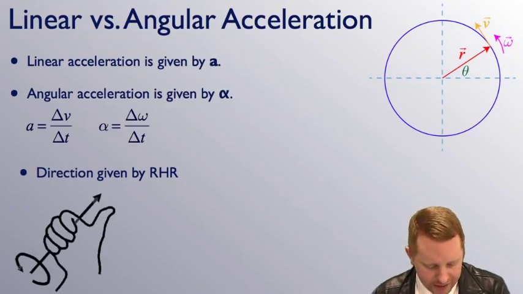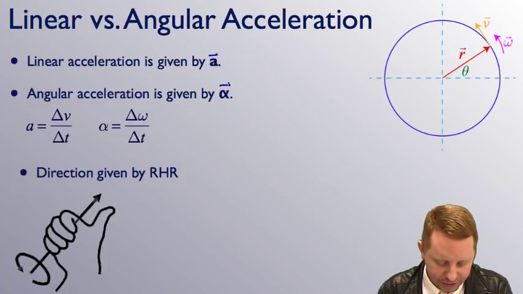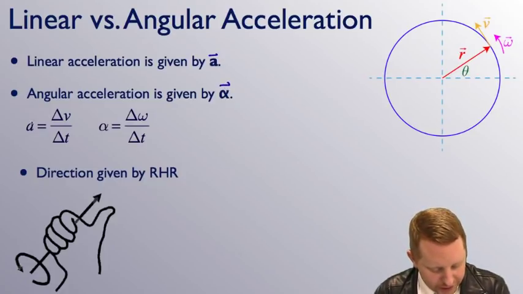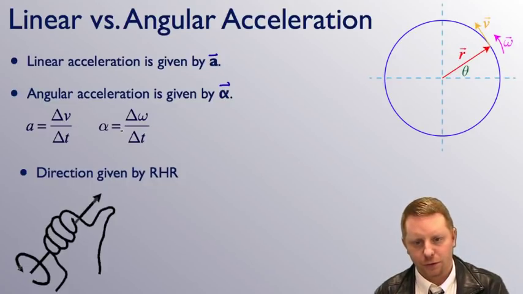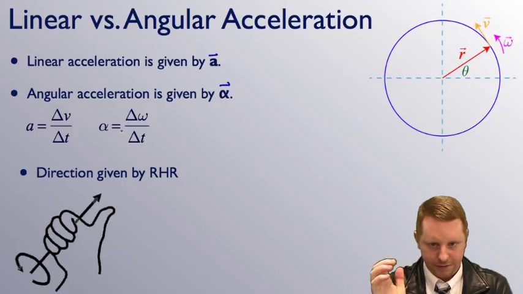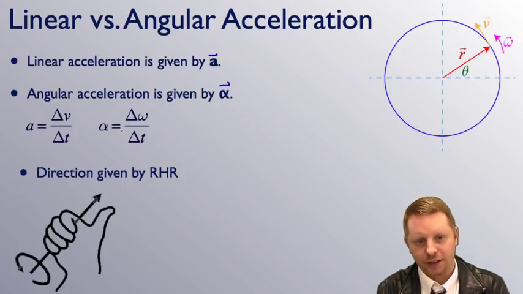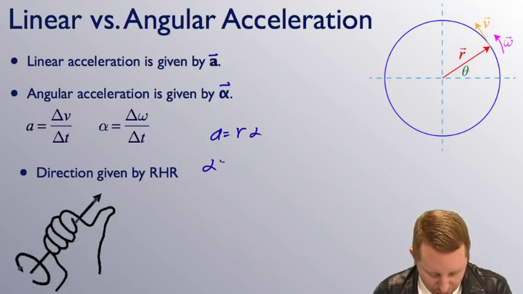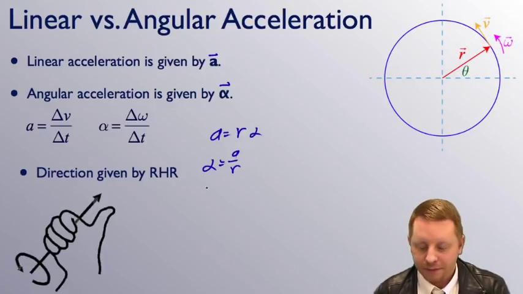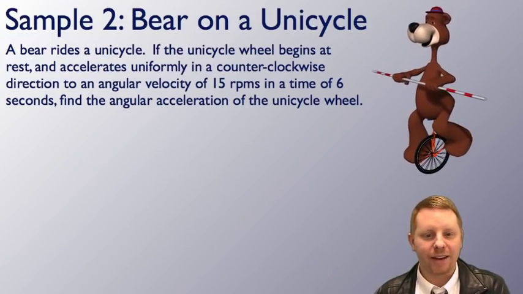All right, we could also talk about linear versus angular acceleration. Linear acceleration is given by a, and angular acceleration is given by alpha, where linear acceleration is change in velocity divided by time. Angular acceleration is change in angular velocity divided by time. And again, the direction is still given by the right-hand rule. For the direction it's accelerating as it goes around a circle, rotate the fingers of your right hand in that direction, and your thumb will point in the direction of that angular acceleration vector. If we want to convert between the two in similar fashion, a equals r alpha, or alpha equals a divided by r. Let's take a look at another sample problem, this time looking at a bear on a unicycle.